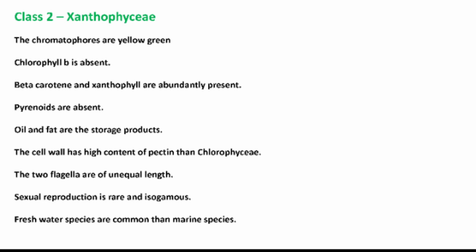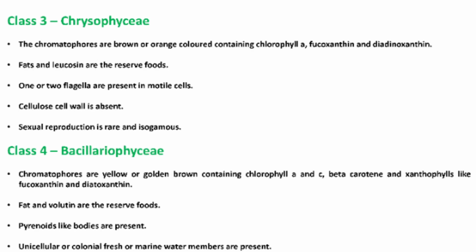Class 2 is Xanthophyceae. The chromatophores are yellow-green. Chlorophyll B is absent. Beta carotene and xanthophyll are abundantly present. Pyrenoids are absent. Oil and fat are the storage products. The cell wall has a higher content of pectin than Chlorophyceae. The 2 flagella are of unequal length. Sexual reproduction is rare and isogamous. Freshwater species are more common than marine species.